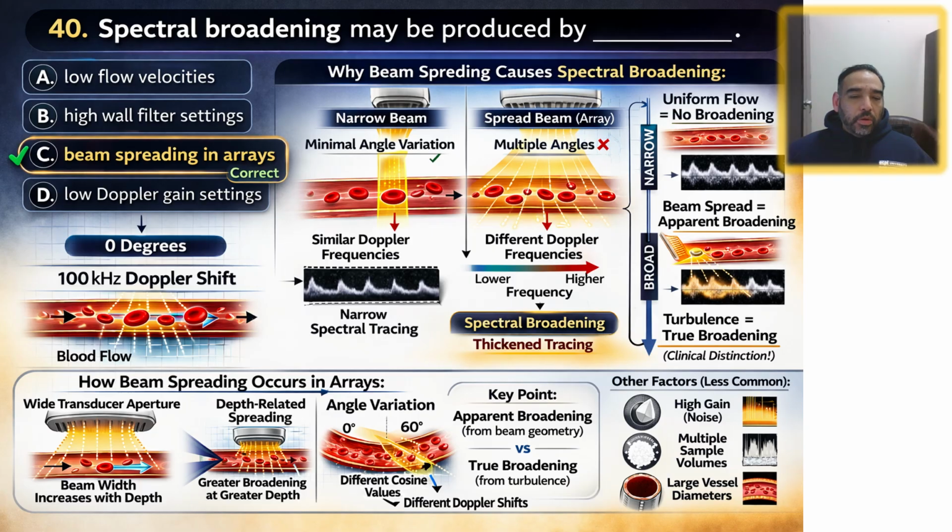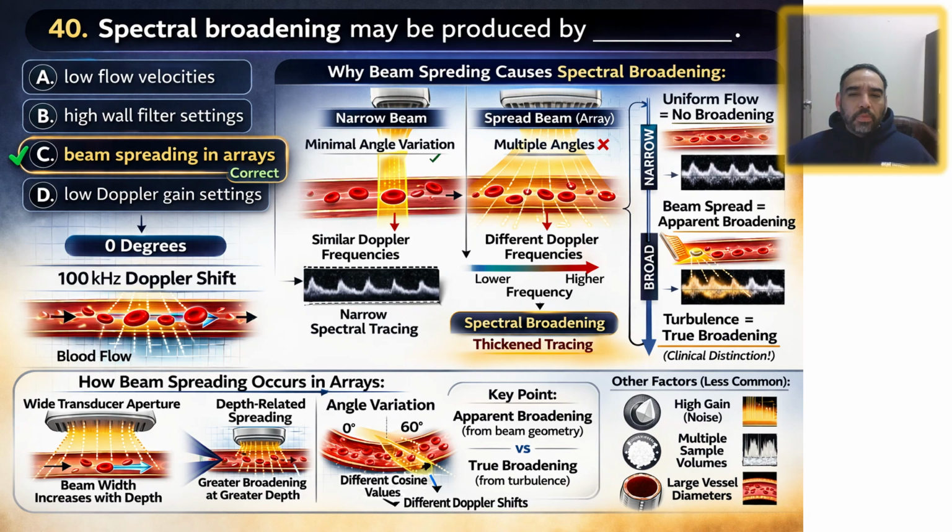All right, moving right along. The next question, spectral broadening may be produced by what? Again, the answer is already highlighted there, but let's go through it anyway. A is low flow velocities. B says high wall filter settings. C is beam spreading in arrays. And D is low Doppler gain settings. So the correct answer here is C, beam spreading in the arrays.